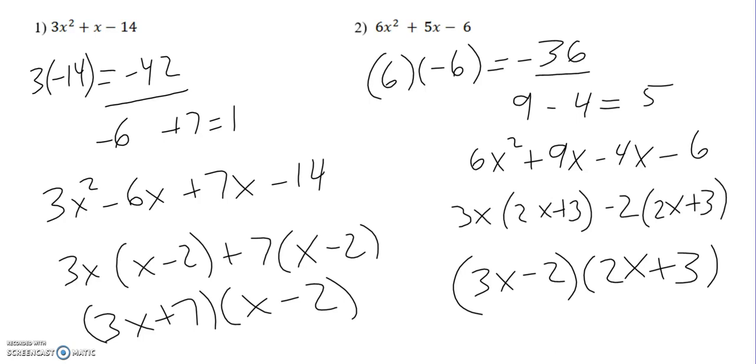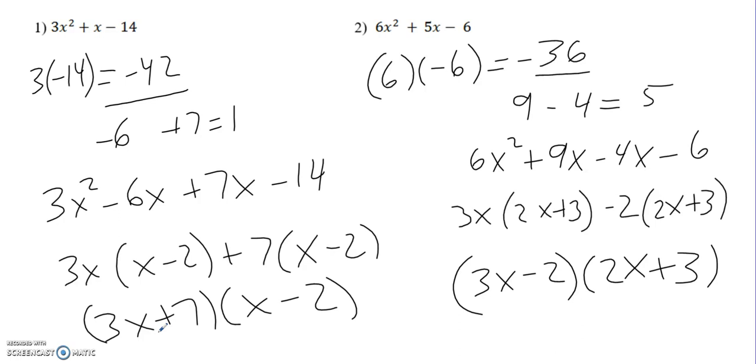Alright guys, how did you do? The answers are down at the bottom here. Again, look what I did. I did 3 times the 14, got -42. Figured out that 6 times 7 is 42, and -6 plus 7 gets to 1, which is the middle term. Then remember, I'm going to split this trinomial into a 4-part polynomial with the -6x and +7x. Then I GCF these two. Then I GCF these two. And then again to combine them.